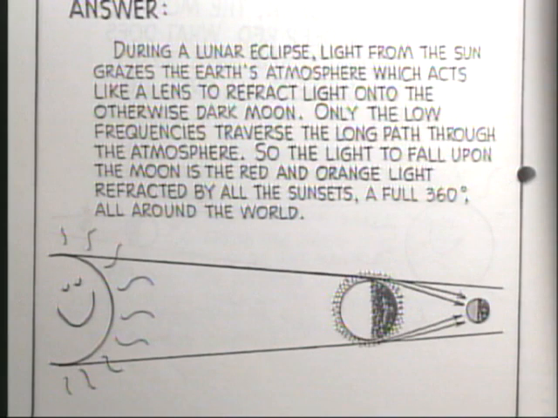During a lunar eclipse, light from the sun grazes the Earth's atmosphere, which acts like a lens to refract the light onto the otherwise dark moon. Only the low frequencies traverse the long path, so the light to fall on the moon is red and orange light refracted by the sunsets a full 360 degrees all around the world.